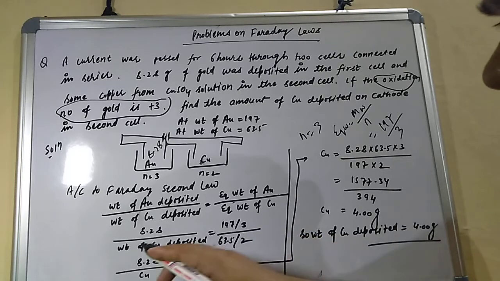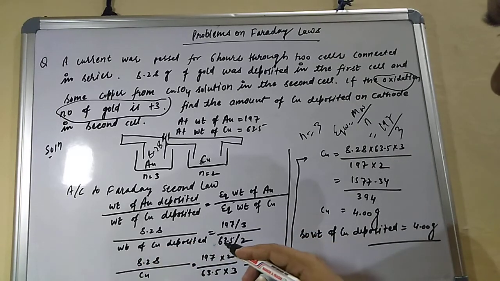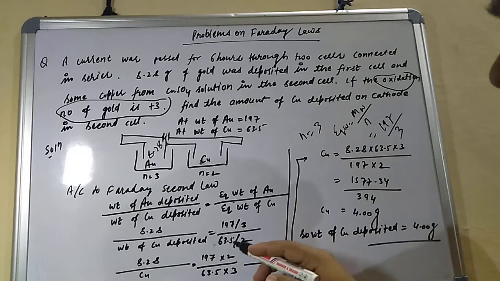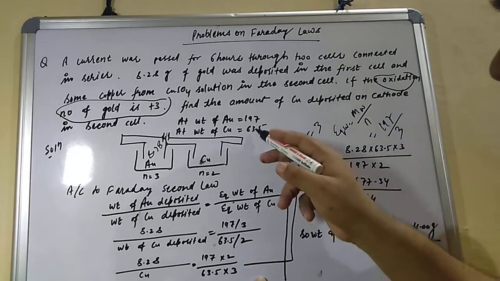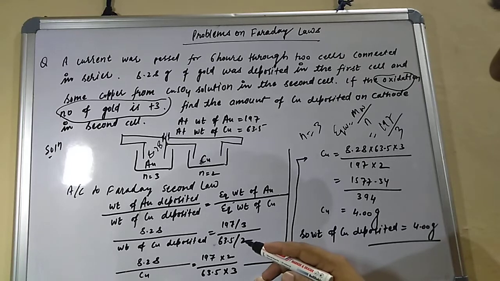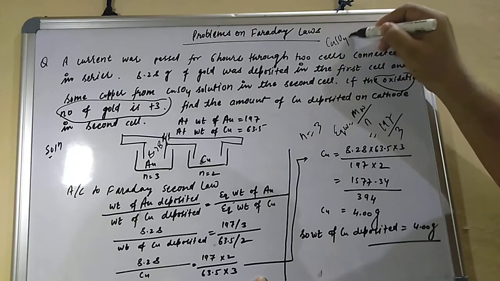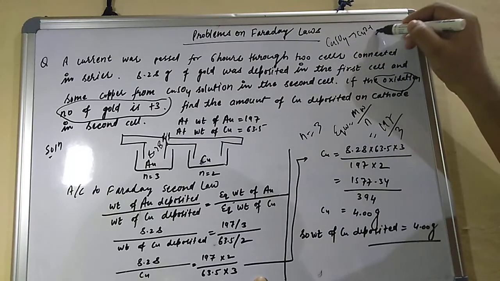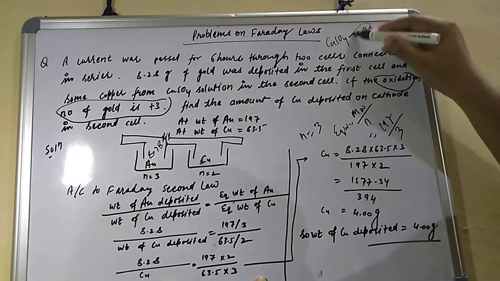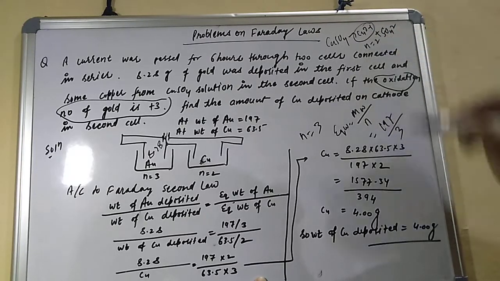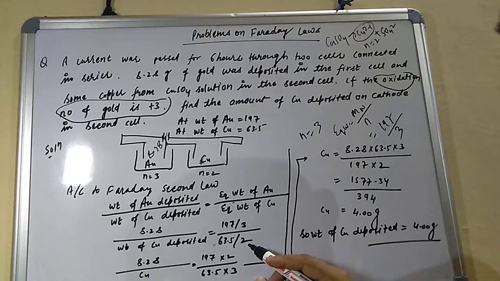So it is 197 upon 3. Then the weight of copper deposited equals the equivalent weight of copper, that is molecular weight upon n factor. The molecular weight given is 63.5 divided by the n factor. The n factor for copper, the valency, we know from copper sulfate. If you ionize copper sulfate, it gives Cu2+ and SO4 2-. So copper is 2+, n factor equals 2, so molecular weight upon 2.